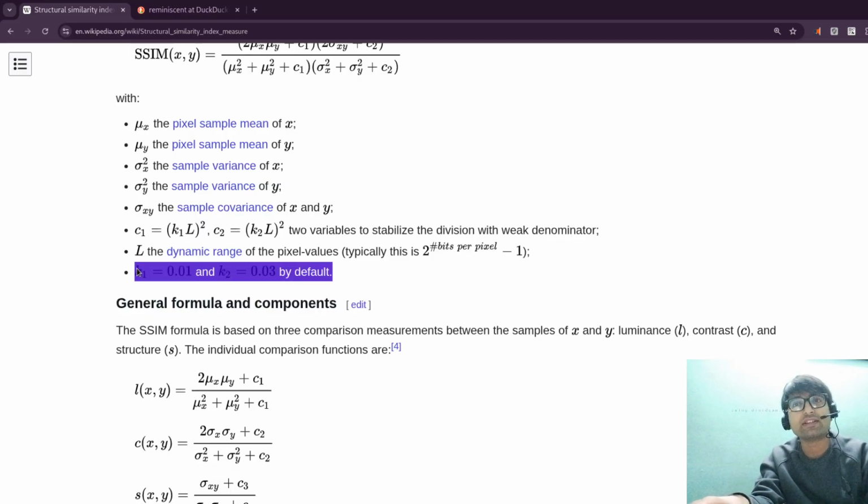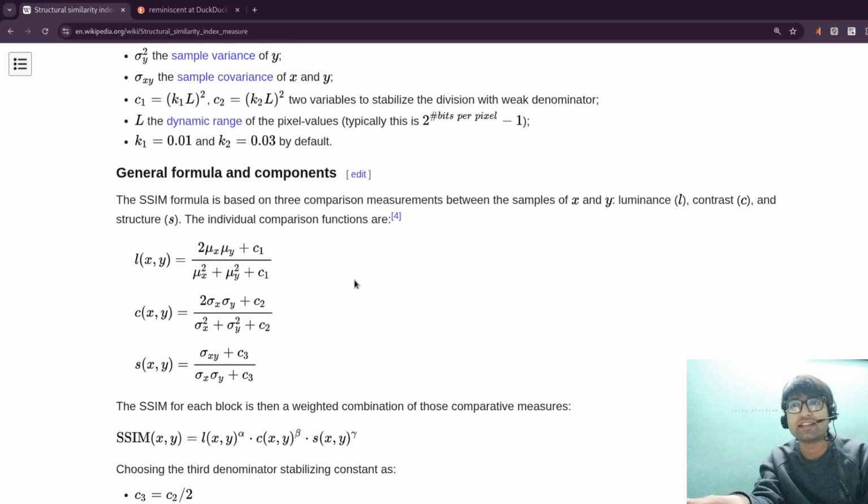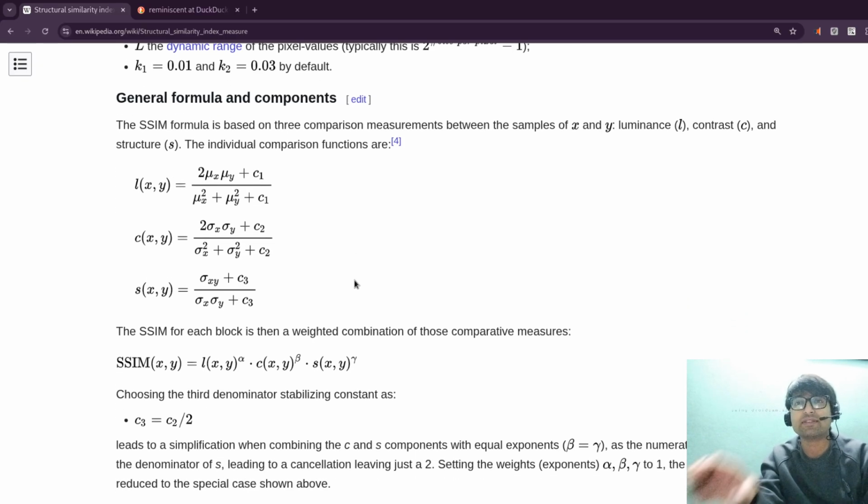K1 is typically 0.01 and K2 is typically 0.03 by default. General formula and components: the SSIM formula is based on three comparison measurements between the samples x and y: luminance, contrast, and structure. The three comparison functions are L(x,y), the luminance calculation, which uses 2 mu x mu y plus c1 divided by mu x square plus mu y square plus c1.